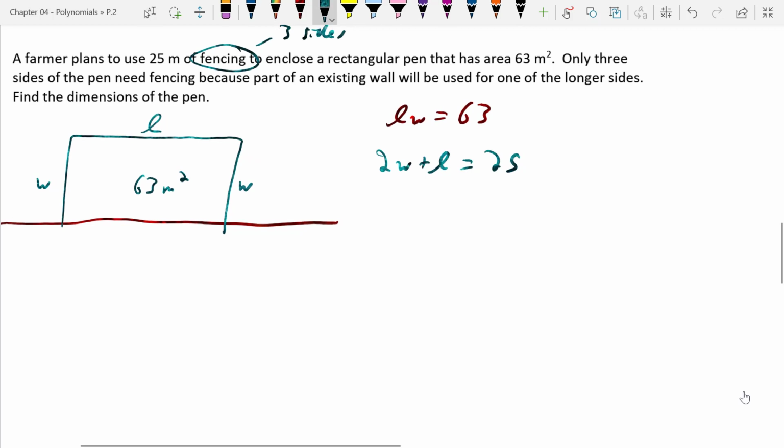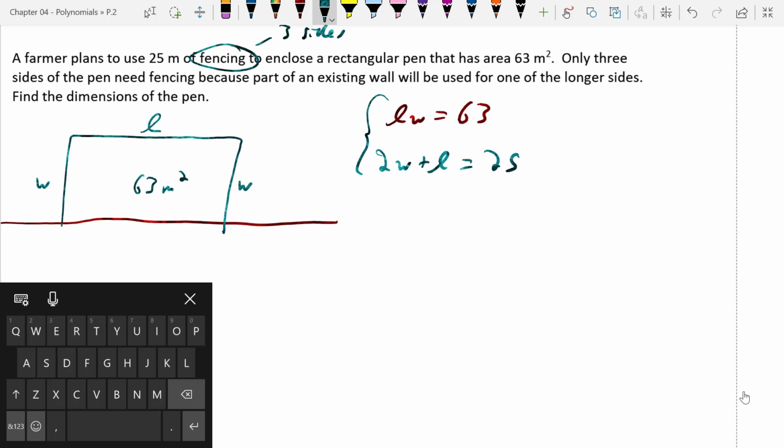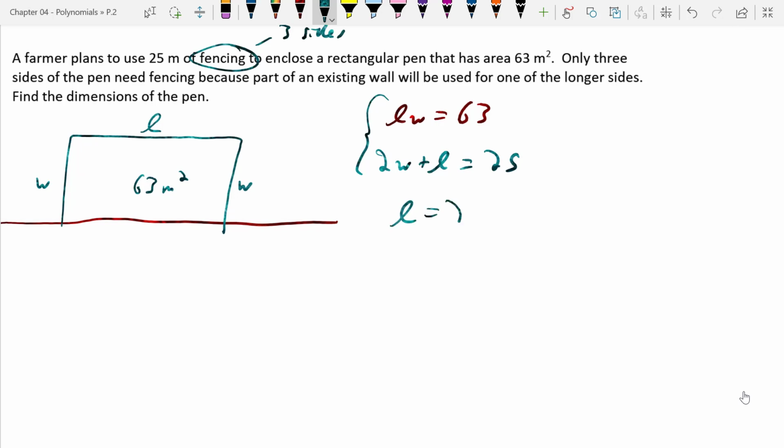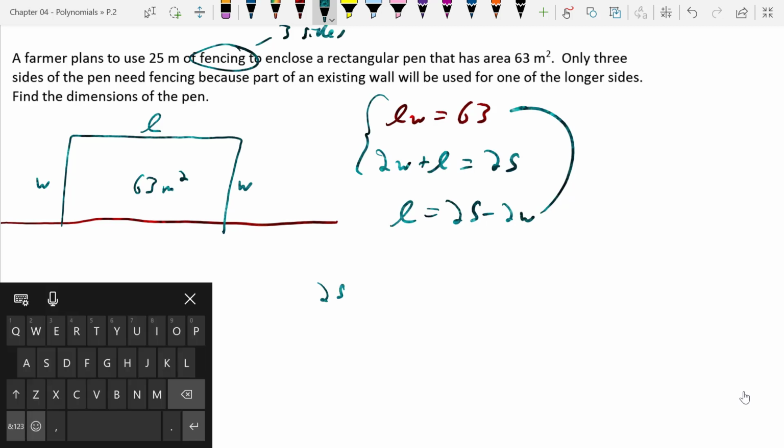Now we just need to solve this system, and like before, I'm just going to solve for one of the variables. I'm going to solve for L, because if I solve for W, I'm going to have to divide by 2. So I get L is equal to 25 minus 2W. Plug that in, and we get 25 minus 2W times another W is equal to 63.